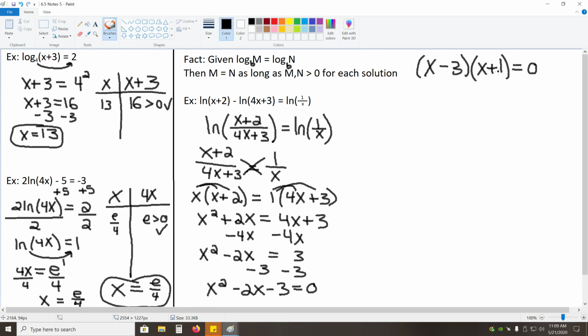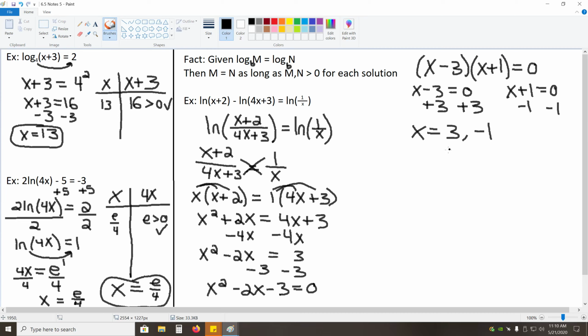Negative 1 times 1 is negative 3. Negative 3, sorry, I said that wrong. Negative 3 times 1 is negative 3. Negative 3 plus 1 is negative 2, so it does end up working out. Okay, so from here we can now set each factor equal to 0. So we get x minus 3 equals 0 and x plus 1 equals 0. Adding 3 to each side and subtracting 1 from each side, we get x equals positive 3 and negative 1.